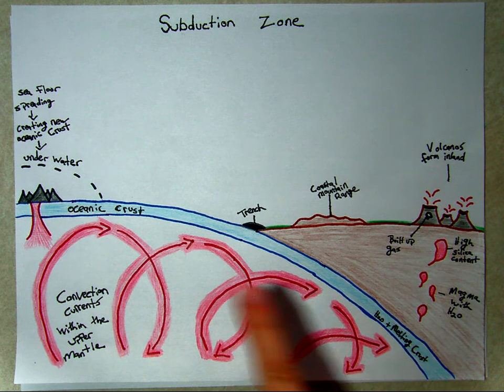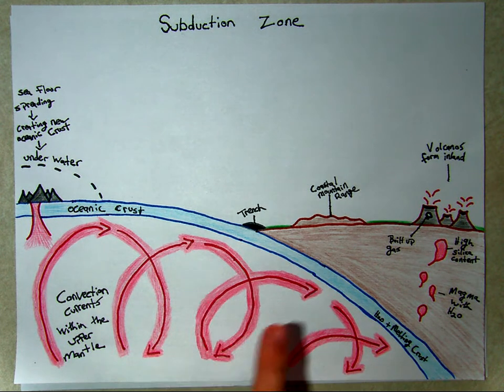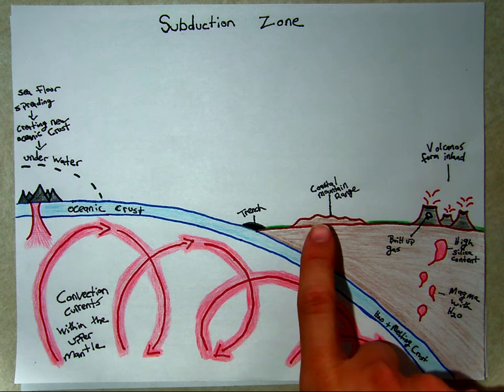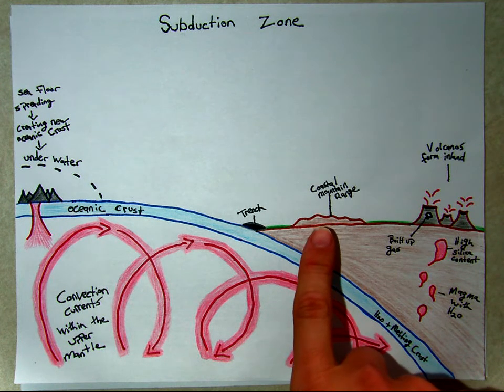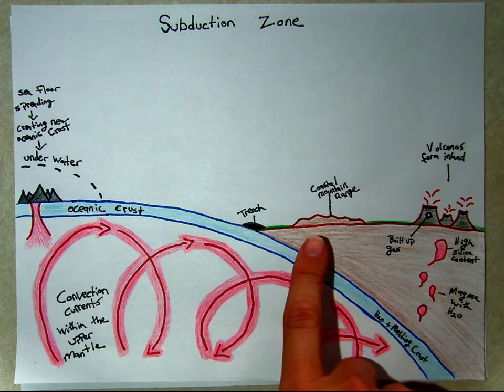Furthermore, as these two plates collide into each other and the oceanic crust subducts, you're going to get more than likely a coastal mountain range. This coastal mountain range is due to the impact of two tectonic plates colliding.